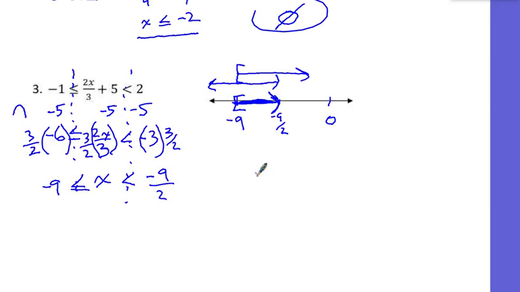And now interval notation is easy right from the graph. The lower bound is negative 9, which is included. The upper bound is negative 9 halves, which is not included.